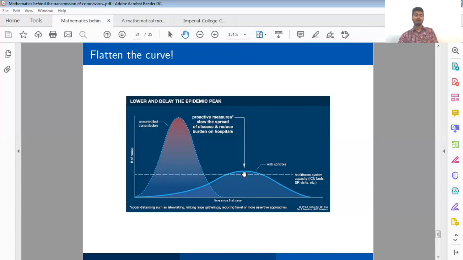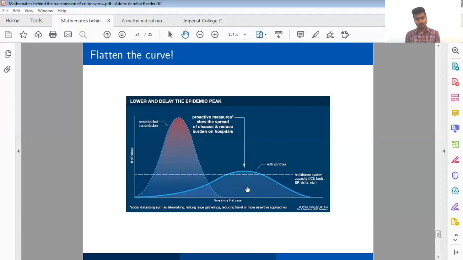But that does not mean fewer people are getting infected. The area under this curve, I'm sure you know what that means, the area under this curve is almost the same. So there's no difference, which means the amount of stuff you can put under this curve and under this curve is going to be the same. But what difference does it make?